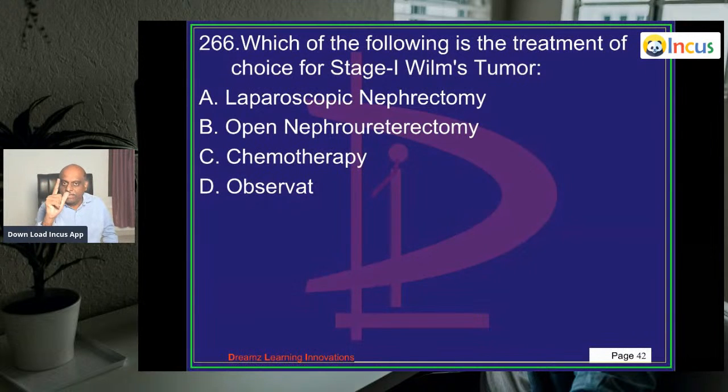Only thing is you need to go back to the onlinembbs.com video library and should be able to do the revision. Okay, so stage 1 Wilms tumor, how do you want to treat?